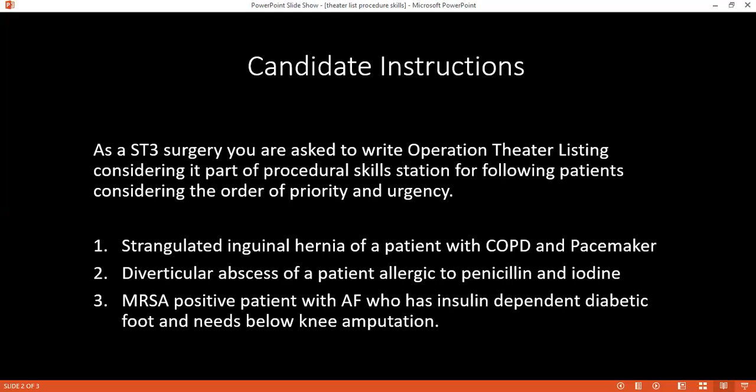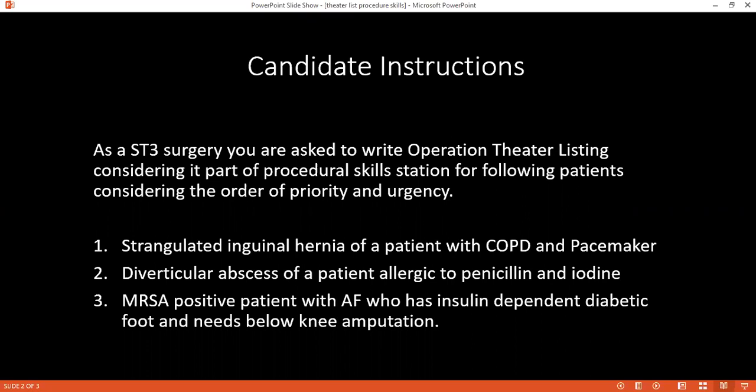Why would you not consider the patient with diverticular abscess as number one, or the patient with atrial fibrillation? Diverticular abscess is not life-threatening. It is a dirty case, and I cannot put it on priority 1. So it is not life-threatening, so I will keep him on priority 2.